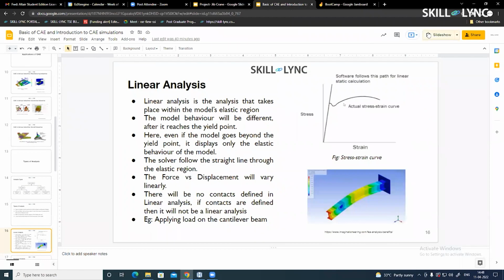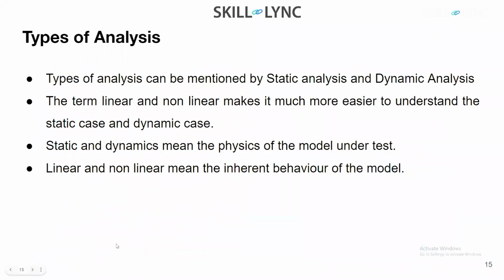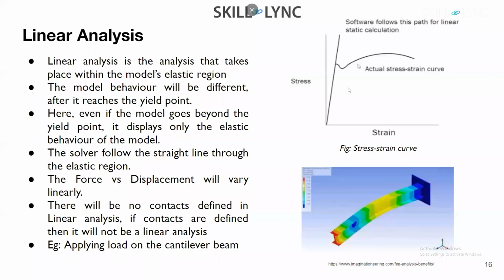So talking about what linear analysis is, if you take the example of a stress-strain curve, the graph under your curve, as you can see, can be split into two parts. One is your linear part of the curve, where the relationship between stress and strain is linear. Whereas in the other part of your curve, as you can see here, your curve is actually non-linear.